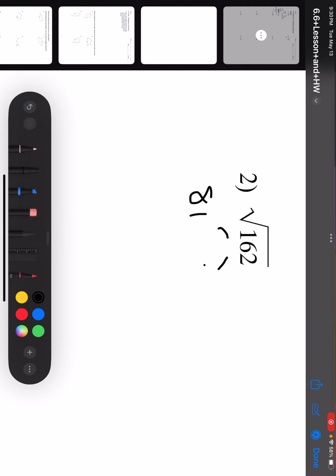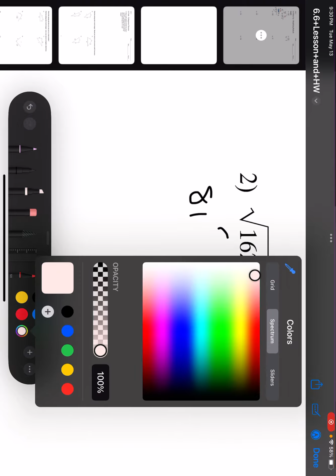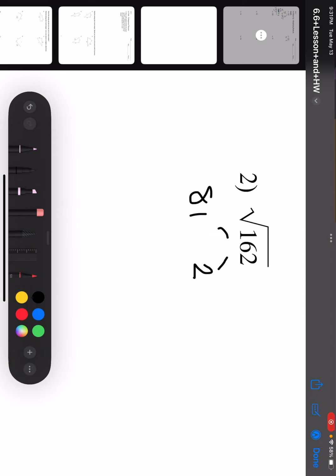81 times 2. And then we have, hey, where did my pink highlighter go? That is flipped up, guys. That's really flipped up. And then we have prime numbers. And then I have a factor sheet. You can ask your teacher to bring you one, or ask Miss Barrett, or I'll ask Miss Barrett for you.